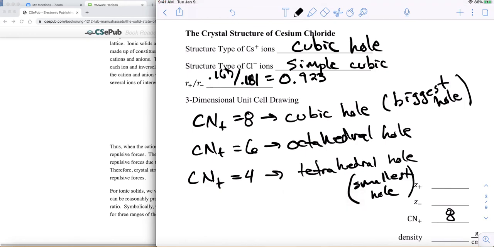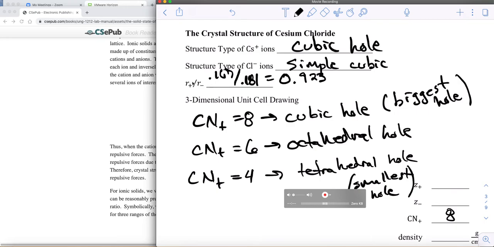But that gives you some perspective of why we care about this ratio. Well, the closer this ratio is to 1, basically the bigger our cation is, that means we're more likely to have a cubic hole. The smaller this ratio is, the more likely we are to have a tetrahedral hole instead. And so that's why they have you calculate this ratio.